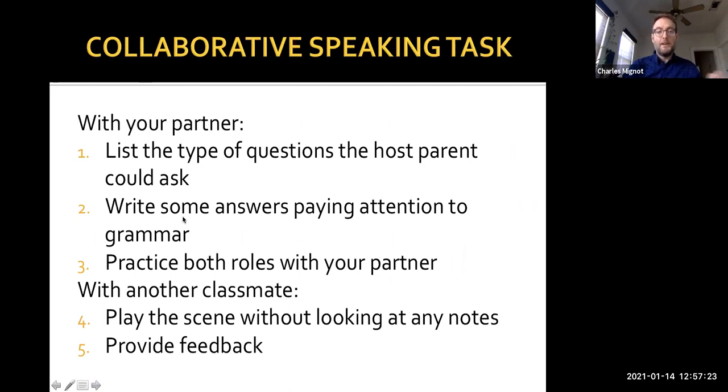First, write with the partner. List the type of questions the host parent could ask. Write some answers, paying attention to grammar, maybe pronunciation. Practice both roles with your partner. And that is the collaboration here.